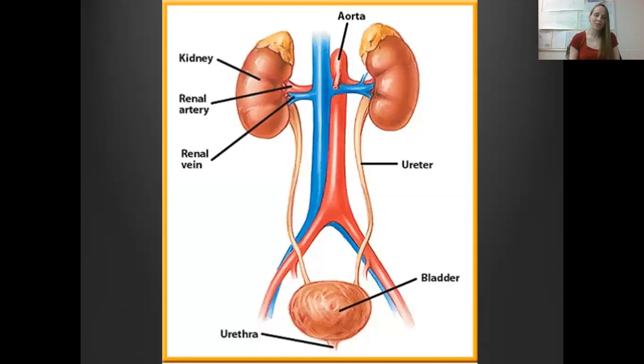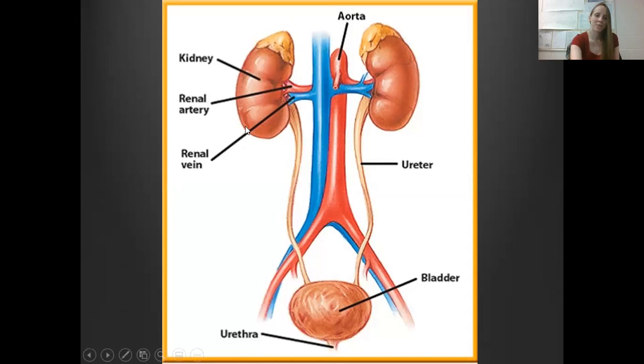So this is what it would look like. These kind of little bean-shaped structures are the two kidneys. The little hats on top of the kidneys are your adrenal glands. We'll get to those later. But yeah, these are the two kidneys. Then you have the renal artery, which is bringing blood from the heart, which is above, to both of the kidneys. And then the renal vein is bringing blood from the kidneys back up towards the heart.